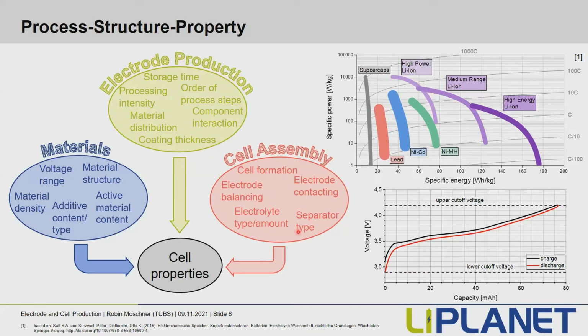But this is not only a downside. As you see here in the Ragone diagram, we get a wide variety of performance parameters for our lithium-ion batteries. We have so many parameters, we can vary the process and get largely different specific powers or specific energies out of our cells. So we can design our cell to the purpose we need.